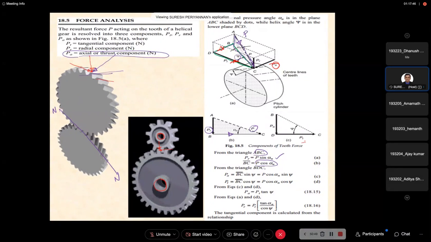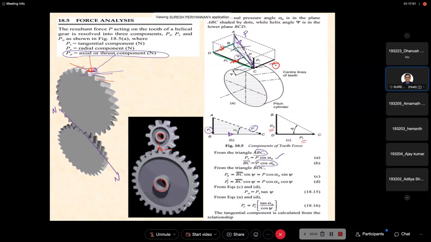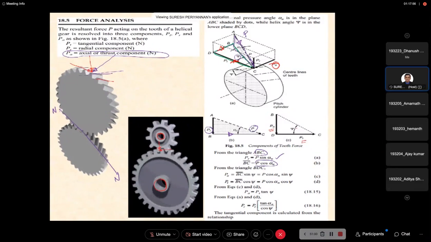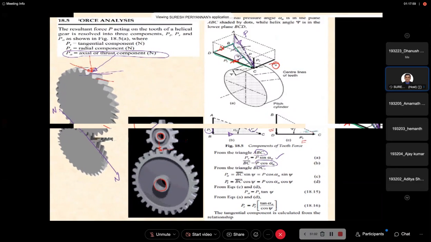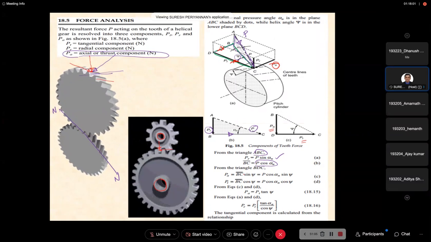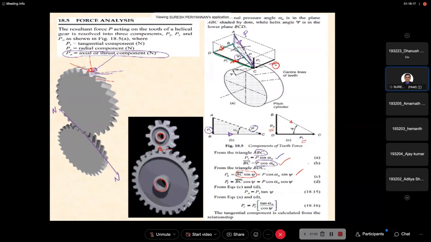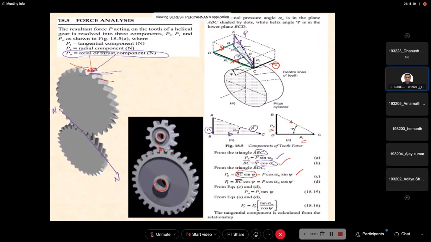PT and PA are presented in this case. Now use this triangle to find the PA. What is PA? PA is equal to BC into sine alpha. We already know BC from the earlier triangle: BC is equal to P into cos alpha. Substitute here P into cos alpha into sine psi. Sorry, this is psi, the helix angle.